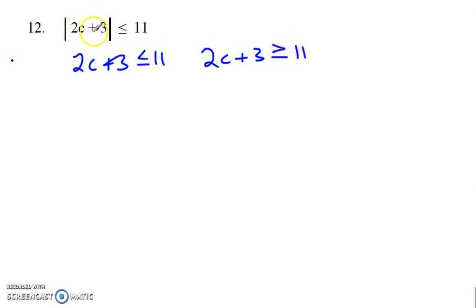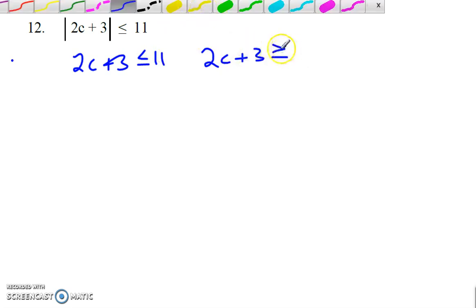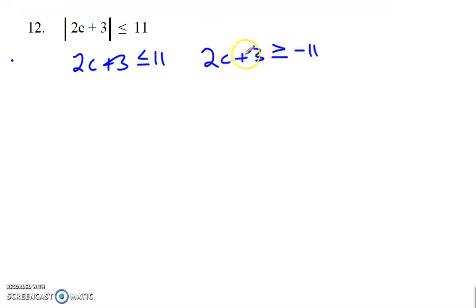All right, absolute value. Remember that you're going to have to solve 2 cases. So we drop the absolute value bars. We have 2c plus 3 is less than or equal to 11. And then the other case that we have to solve is 2c plus 3 is greater than or equal to negative 11. So I didn't change the sign inside the absolute value, but the 11 became negative and the inequality sign got flipped. So now subtract 3 from each side.